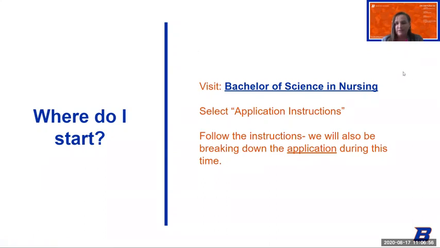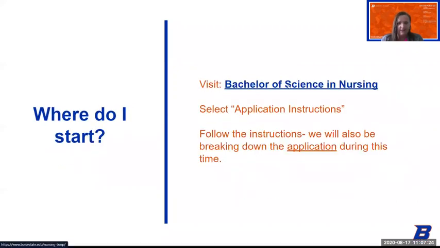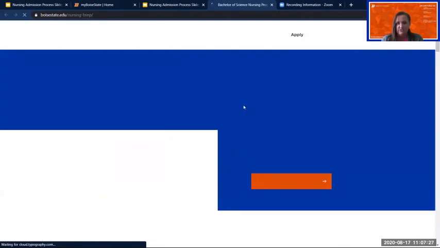Once you've met those prerequisites and you have met with your academic advisor and you think you're pretty much ready to go, it's time to do that Boise State application, or that nursing application. You should have already done the Boise State application. So you would visit our website, Bachelor of Science in Nursing website, to find that application. And once you get there, you will select application instructions.